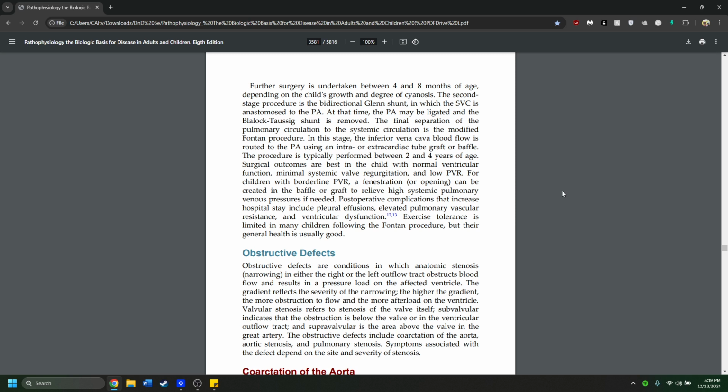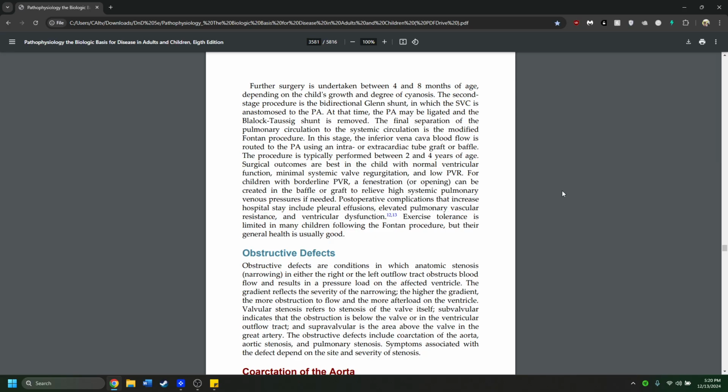The final separation of the pulmonary circulation from the systemic circulation is the modified Fontan procedure. In this stage, the inferior vena cava blood flow is routed to the pulmonary artery using an intra- or extracardiac tube graft, or baffle. The procedure is typically performed between 2 and 4 years of age. Surgical outcomes are best in children with normal ventricular function, minimal systemic valve regurgitation, and low PVR.